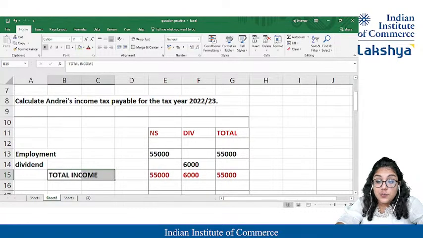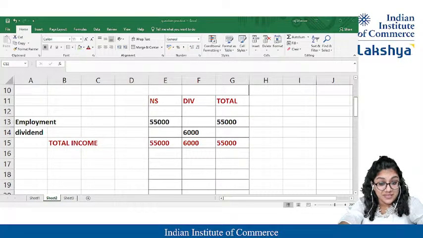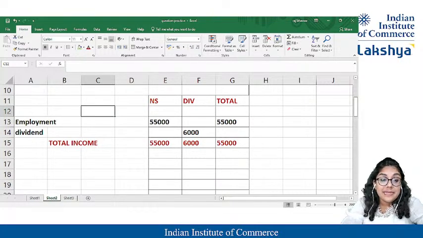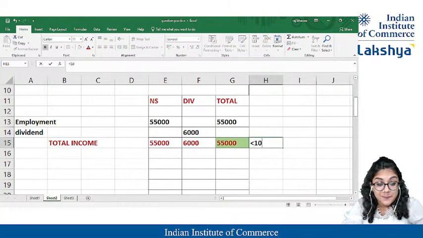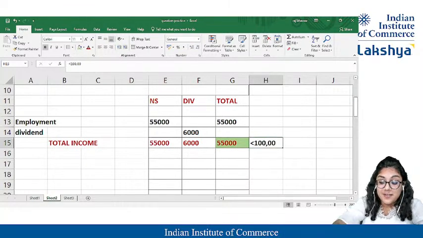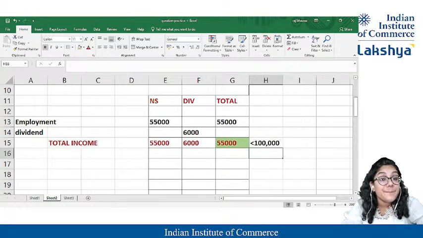Students, you need to have practice in Excel. You'll have to practice because in the paper Excel is going to come. Then obviously my income of 55,000, is it more than 1 lakh? No, it's less than 1 lakh. Then what are we getting? Yes, students, correct. We are getting a personal allowance.